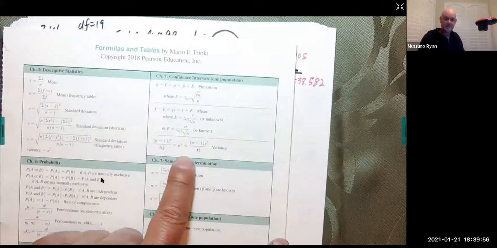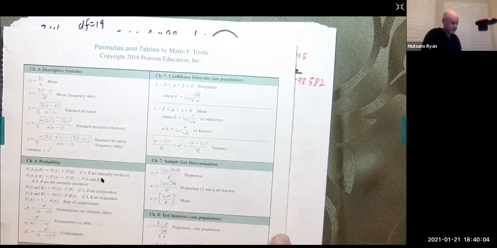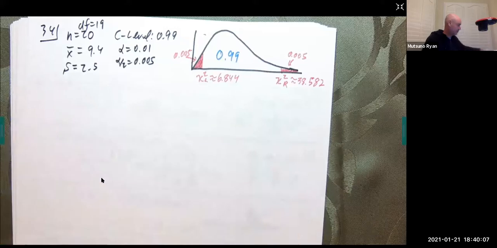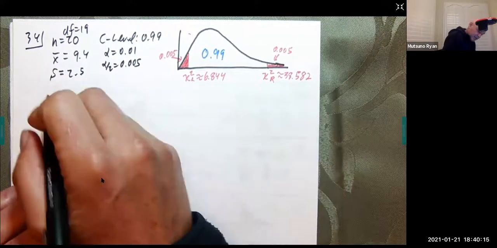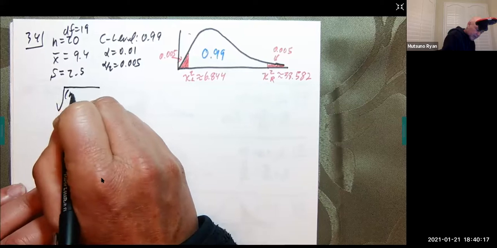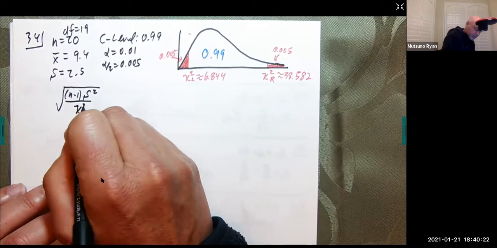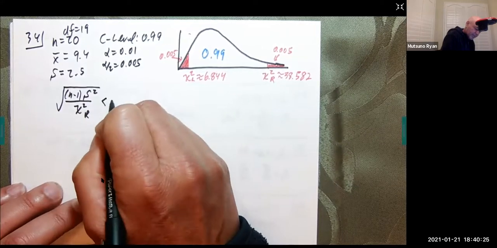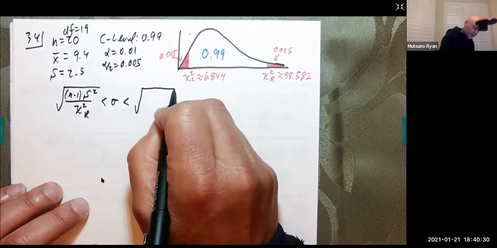Why do we need those? Because the formula is here, except this is variance. So we actually have to take the square root of both sides. And you can see there's chi-squared sub r, chi-squared sub l. Let me write the formulas here for you. So here's the formula. N minus 1 times the sample standard deviation squared over chi-squared r, and then the same, except the other denominator.